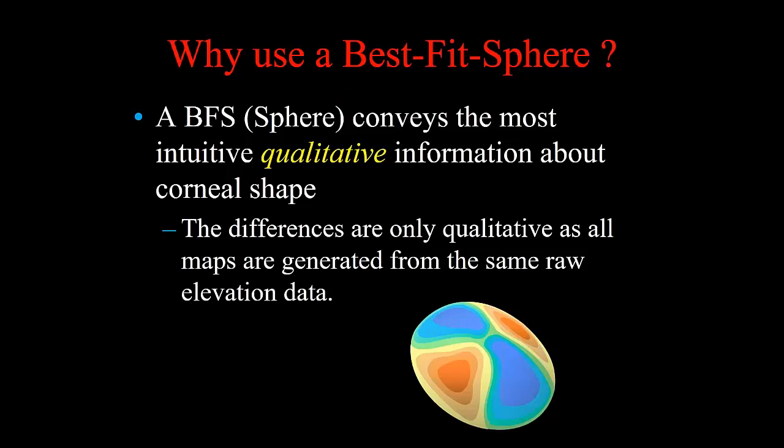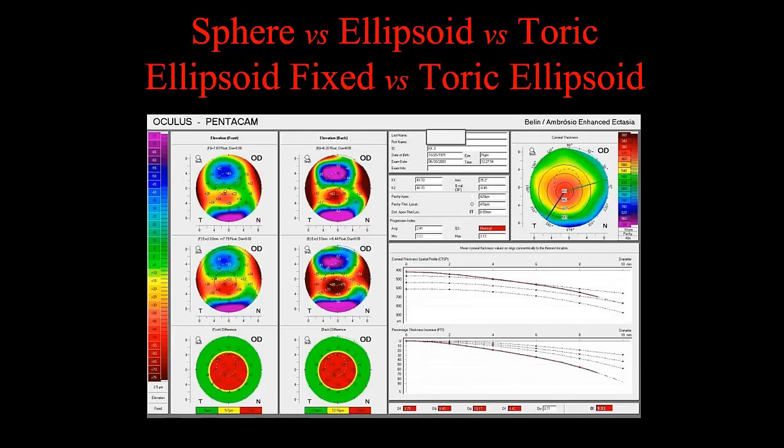So why do we say we use a best fit sphere? The reference surface doesn't affect accuracy. A sphere is not any more accurate than any other reference shape. It only affects the appearance of the map. But if you want to use normal values, then you have to keep your reference surfaces constant.